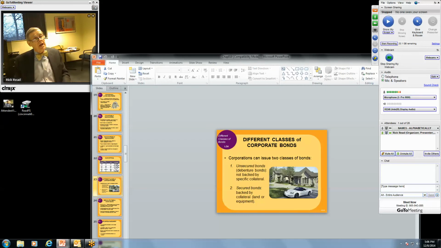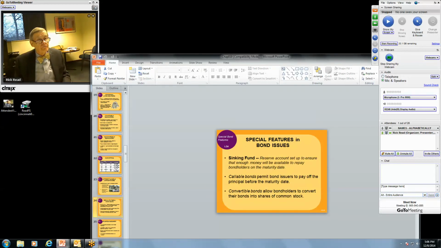Couple of different types of bonds. Unsecured means that it's just what it says. Somebody is going to issue you a bond based upon your good name, but you're not putting up any collateral, which is what a secured bond is. Secured bond is backed by some kind of tangible property, land, a building, maybe an automobile, something of that nature.